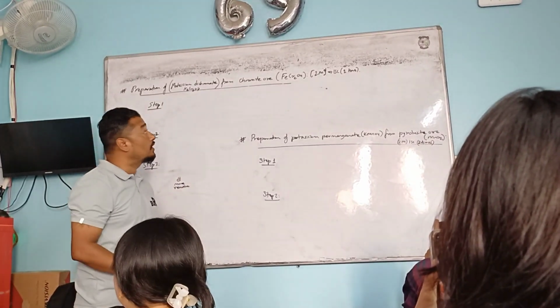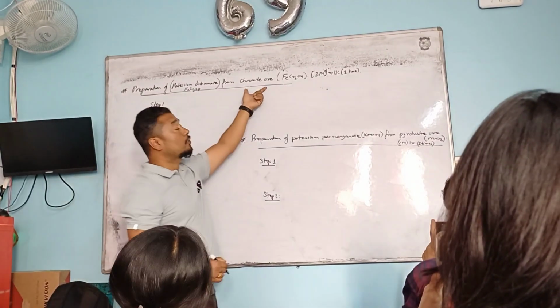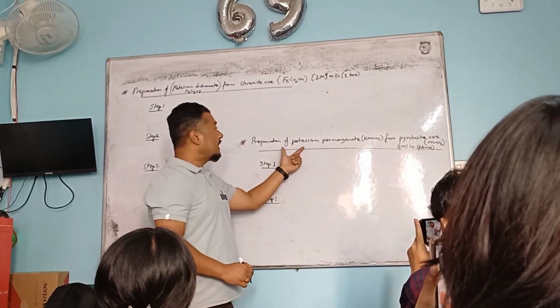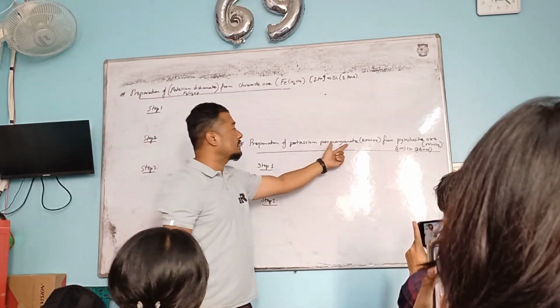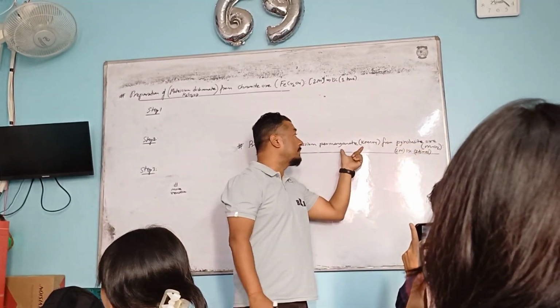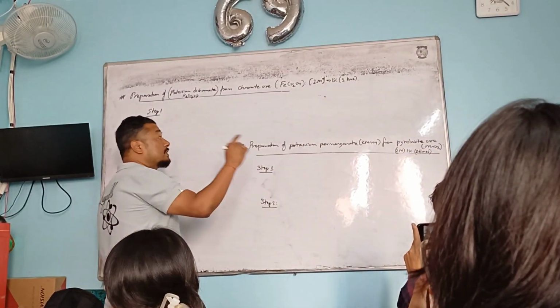K2Cr2O7 and KMnO4. We prepared this from chromite ore. Remember the formula? It may come in MCQ. Okay, and we can prepare potassium permanganate from pyrolusite ore. Remember the formula and remember from which ore we can prepare this for your MCQ based question.